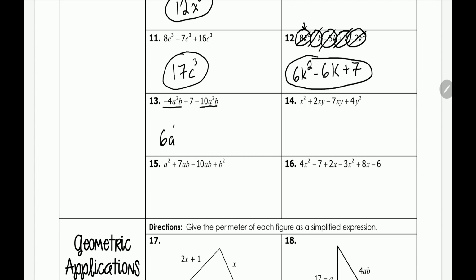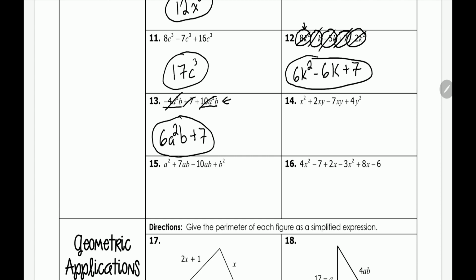And our variables were a squared and b. And we're done with these two. The plus 7 is by itself. There are no other constant terms in this problem, so we just put plus 7, mark it out. Since all of these terms are marked out, I know that this is our final answer, and 13 is finished. So our final answer for 13 was 6a squared b plus 7.